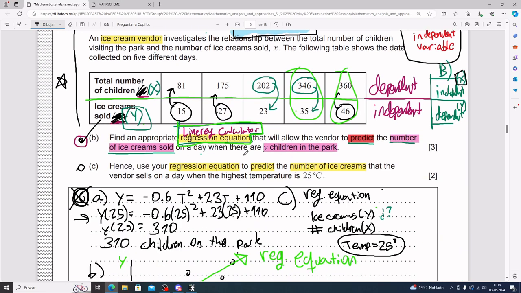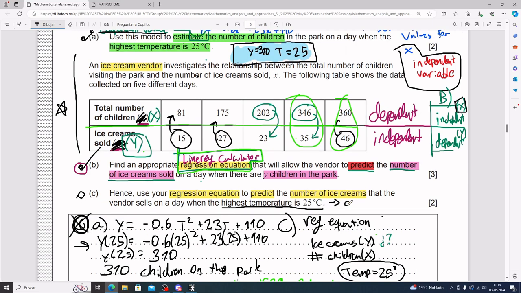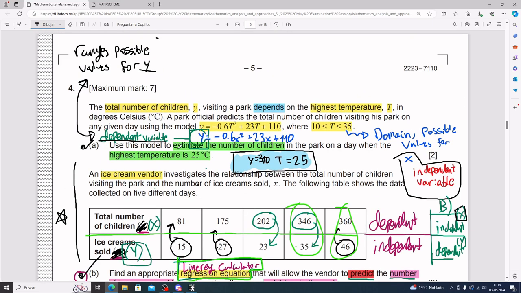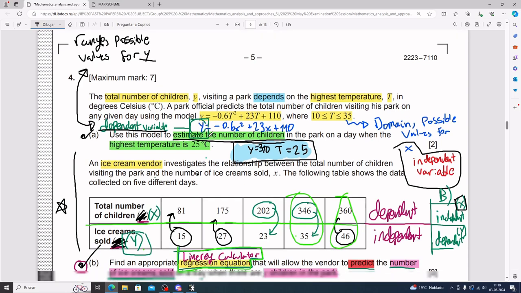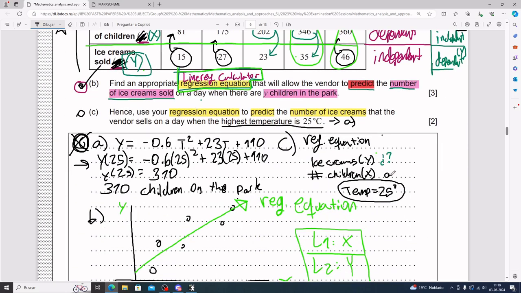So, basically, it's like a two-stepper. See, on the one hand, you gotta plug in the temperature into the problem from part A, right? And through this, estimate the number of children. And once you have the number of children, you put the answer from part A over here, and you find the number of ice creams. See? So it's definitely a two-stepper, and you have to be really clear that you're not plugging in 25 children, you're plugging in the number of children you get when you have a temperature of 25.